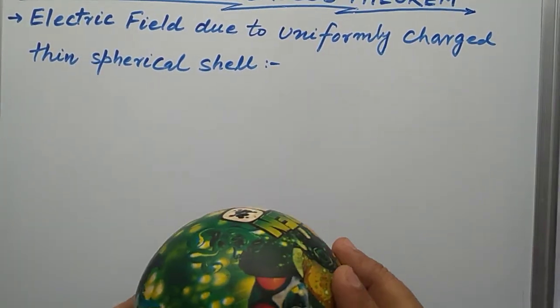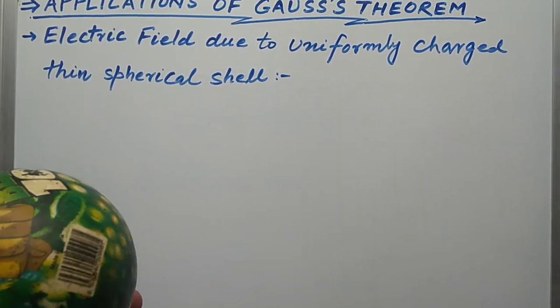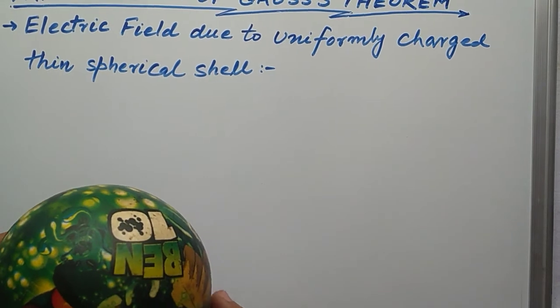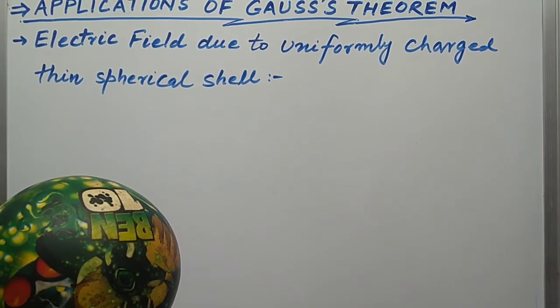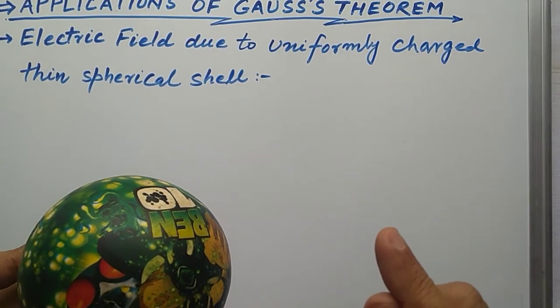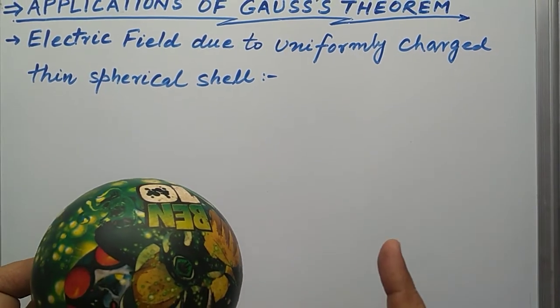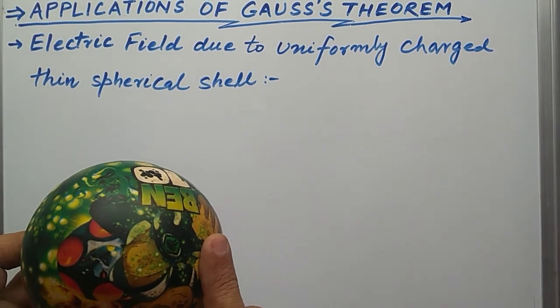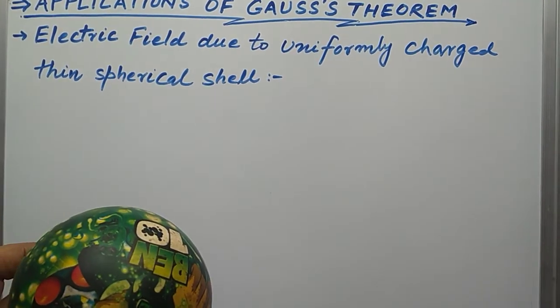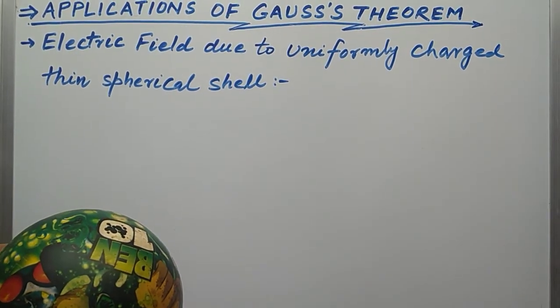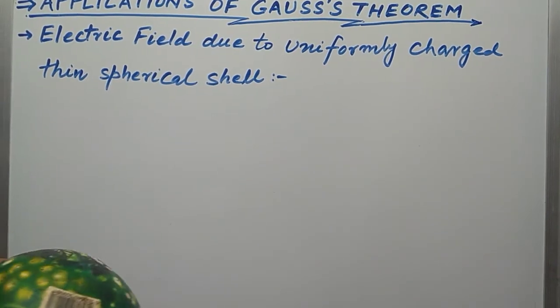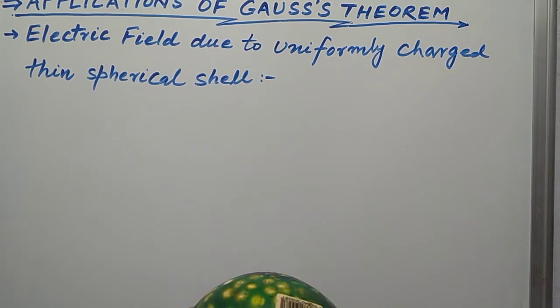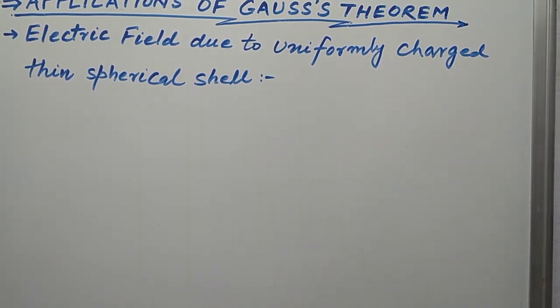Here we will obtain the expression for the electric field at 3 points. Number 1, when the point lies outside the shell. Number 2, when the point lies at the shell. And number 3, when the point lies inside the shell. So, first case, when the point lies outside the shell.